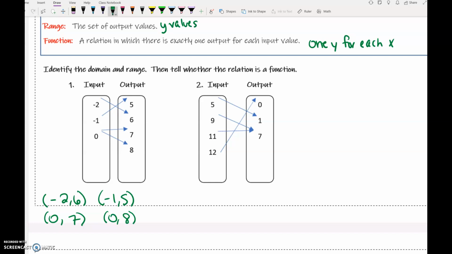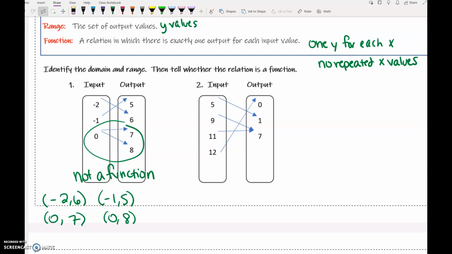Is that okay? One y value for every x value. This x value of 0, how many y values does it have? There's 2 y values for that one x value. That is not okay, so that is not a function. Honestly, this is easiest to see if you have a list of ordered pairs, because what you're looking for is no repeated x values. If you have a repeated x value, that means there's 2 y's for that one x value.